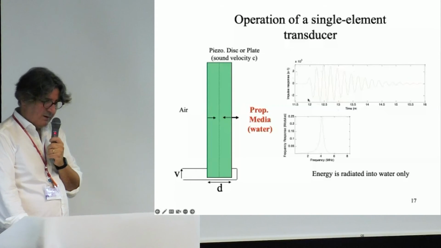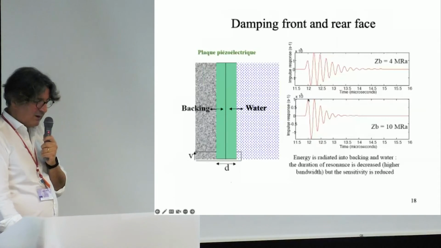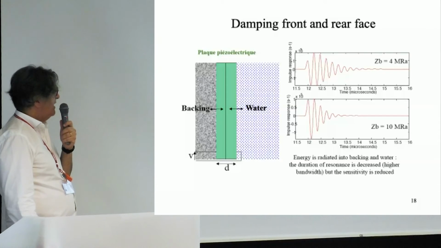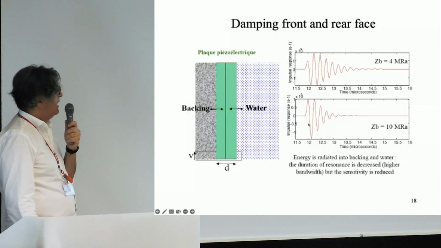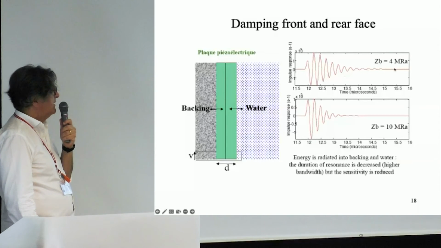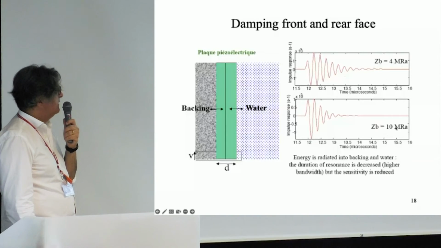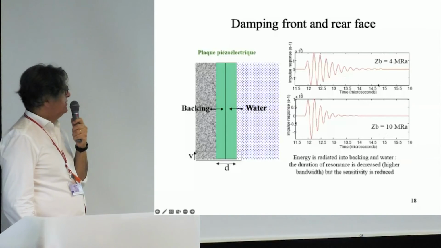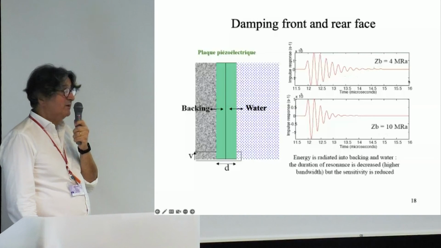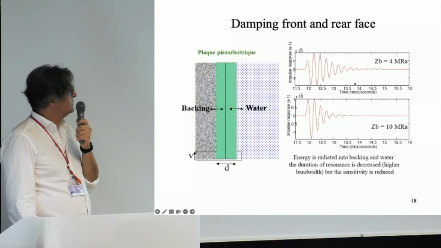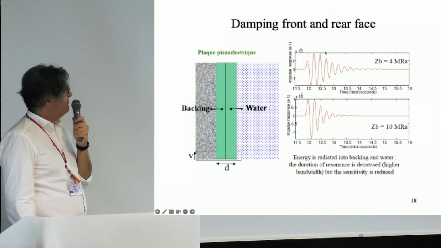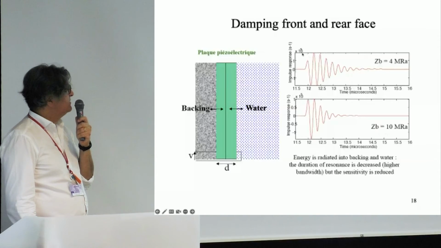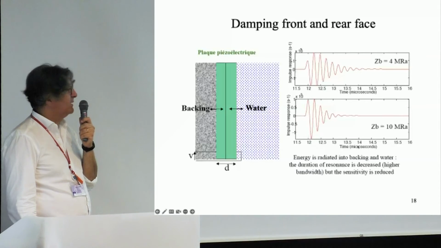Now, if I put a backing on the rear face, so I have my backing here, for instance I have used a backing of 4 MRayl on one side and 10 MRayl on the other side. What you will see is that you reduce the pulse duration. But look at the amplitude: it is less than 2 for 4 MRayl and much less than 1 for 10 MRayl.